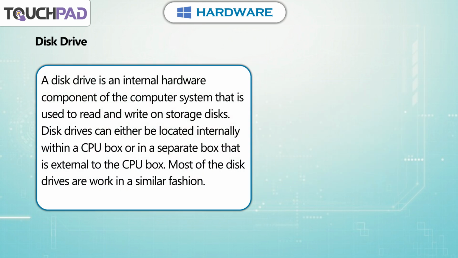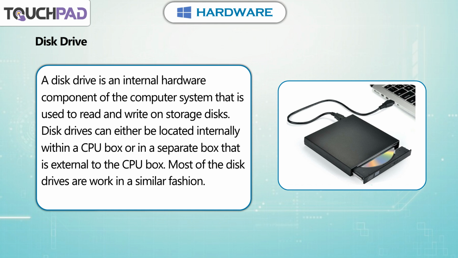Disk drive. A disk drive is an internal hardware component of the computer system that is used to read and write on storage disks. Disk drives can either be located internally within a CPU box or in a separate box that is external to the CPU box.